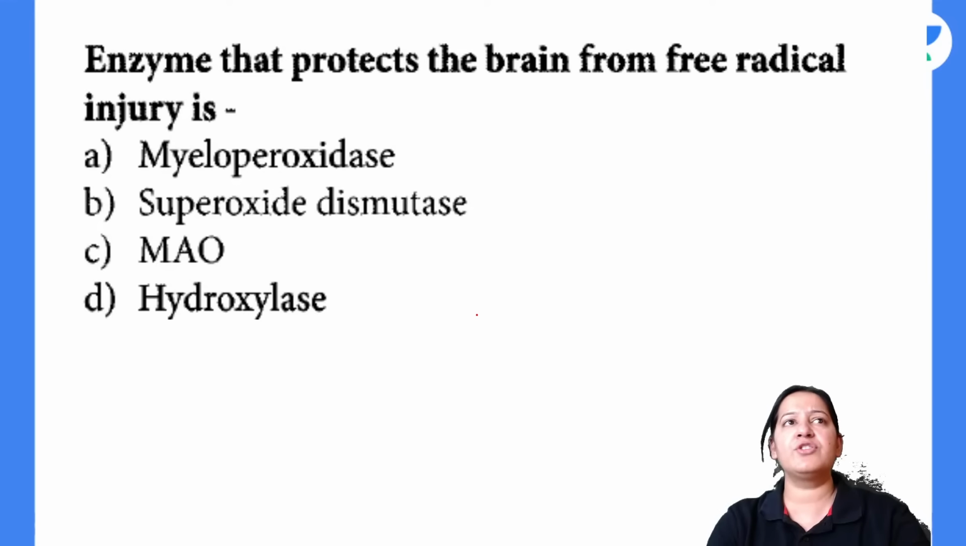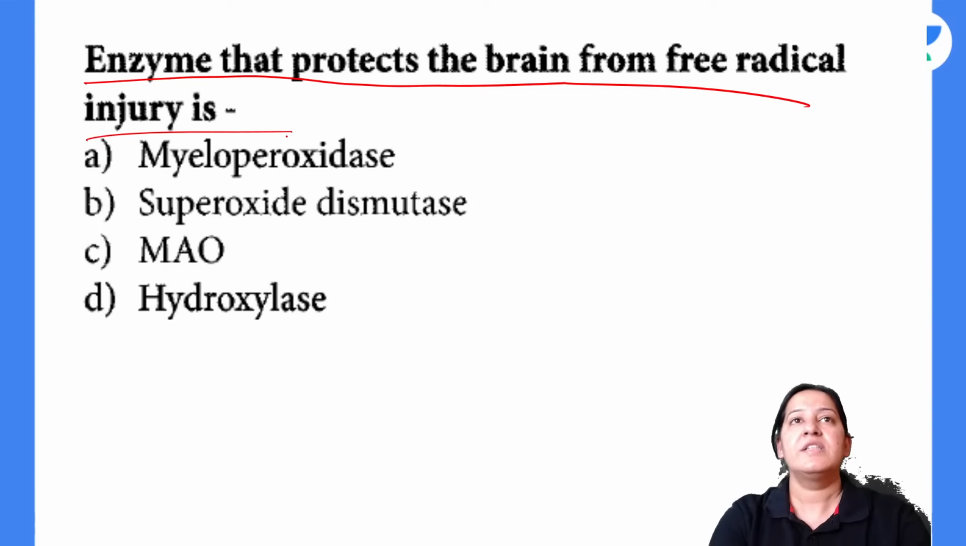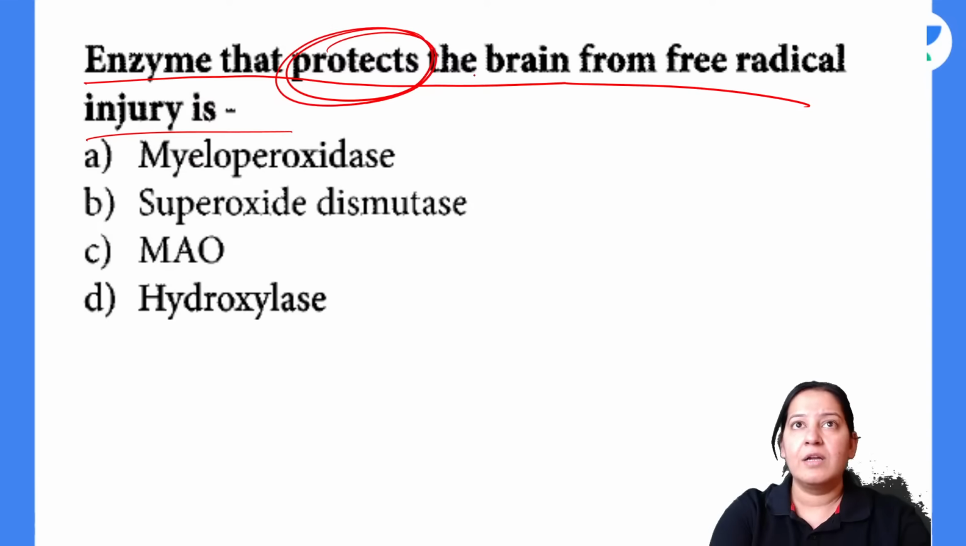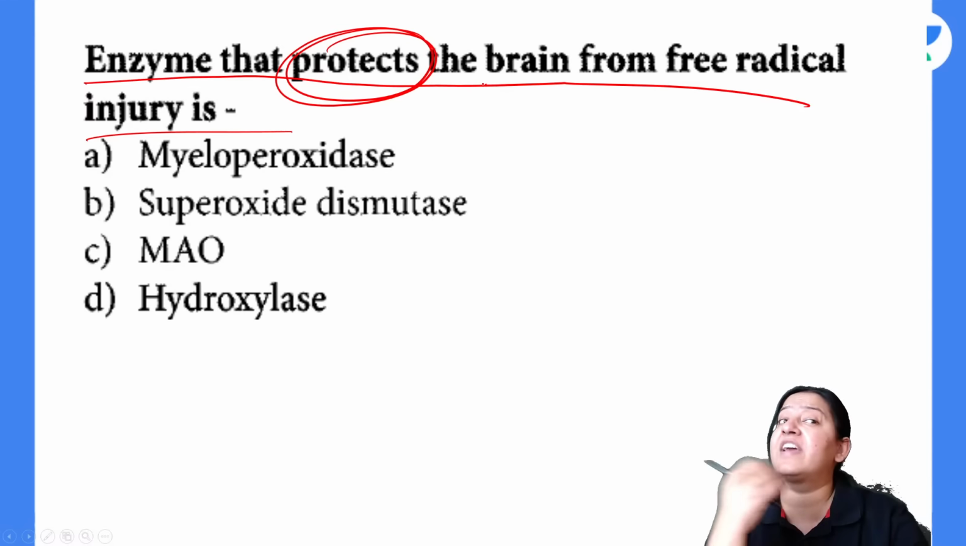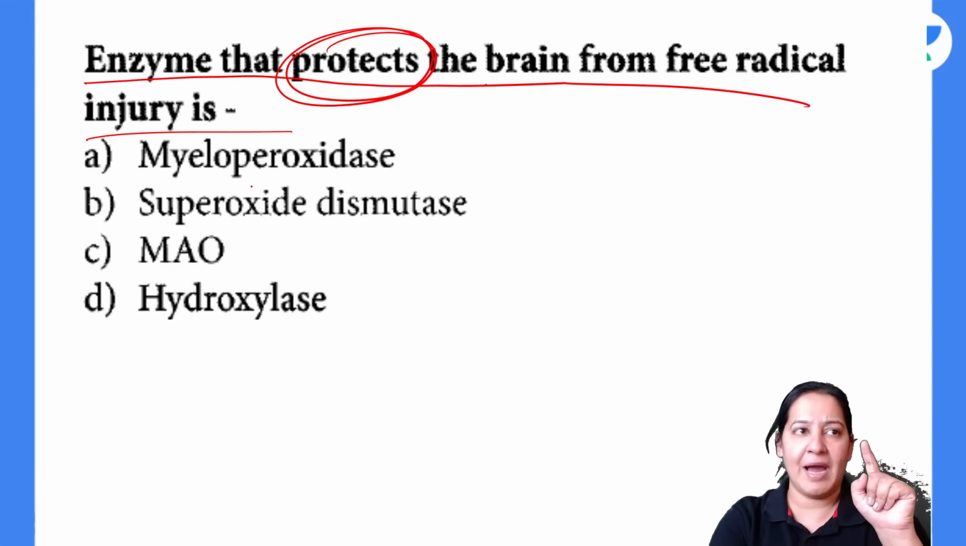This is the next question in front of you. Enzyme that protects the brain from free radical injury. Tell me the enzyme which protects not only the brain, the whole body from free radical injury. Name the enzyme. There are 3 enzymes. Is it myeloperoxidase?